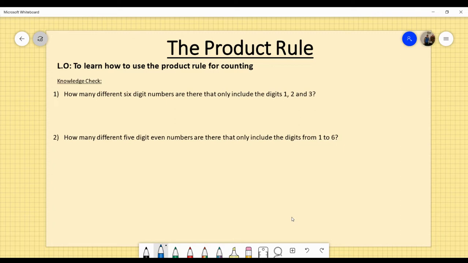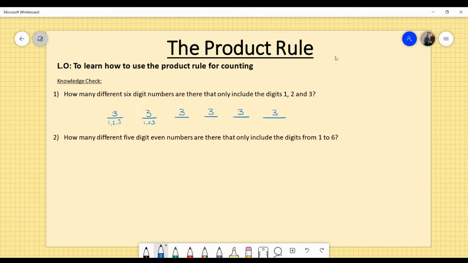Okay then, so question 1, how many different 6-digit numbers are there that only include the digits 1, 2, and 3? So if we think about it, we've got 1, 2, 3, 4, 5, 6 potential numbers, and that means each of them could be anything from the numbers 1, 2, and 3. So my options for this one would be 1, 2, and 3, so there are 3 possible options. Then my next one is, again, 1, 2, and 3. So there are 3 possible options, and it doesn't actually change at all. So there are 3 possible options on each digit.